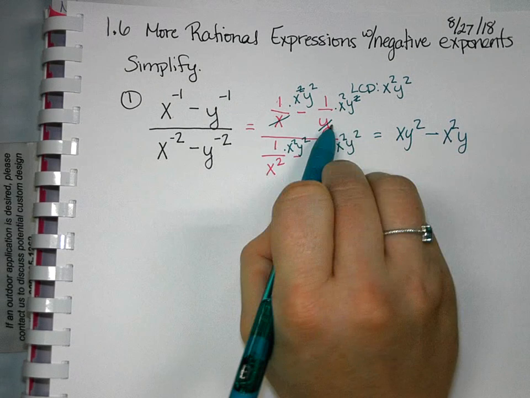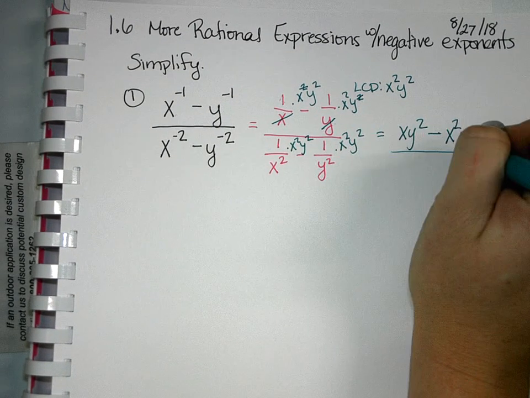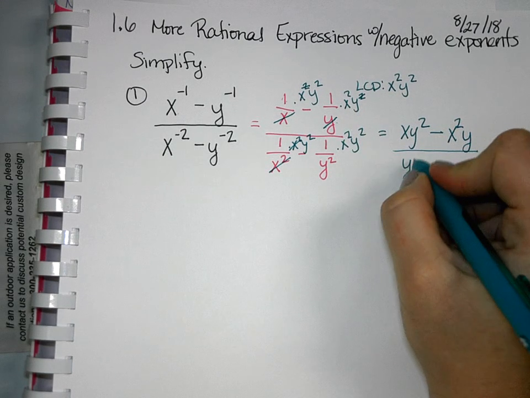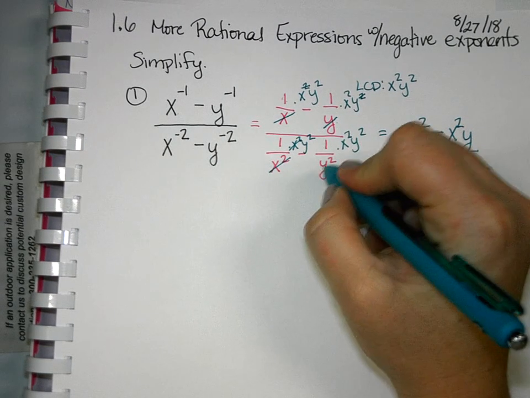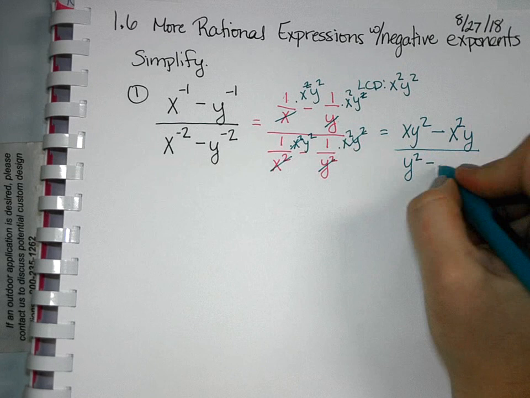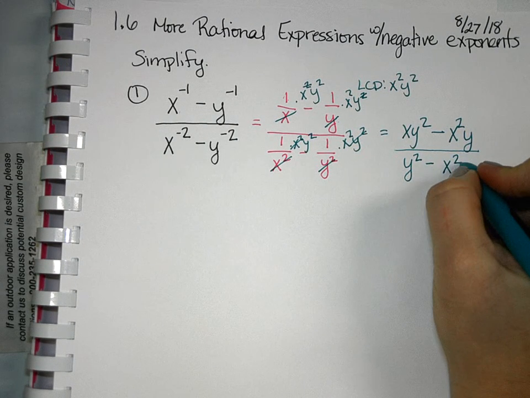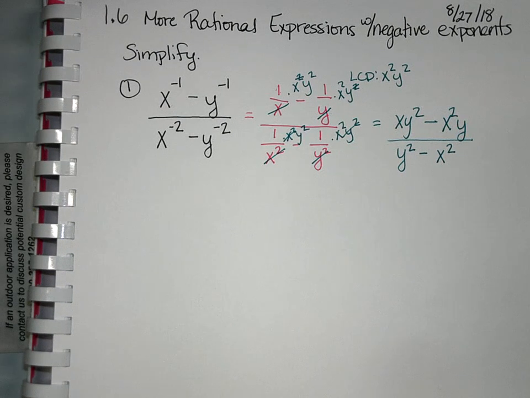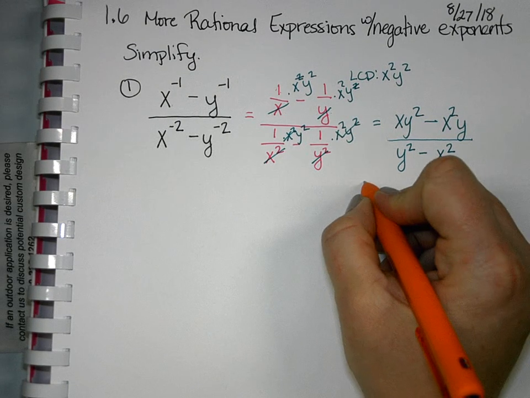So now my denominators on the numerator are gone. In my denominator, the x squared goes away completely, and on 1 over y squared, the y squared goes away completely. So once we have our expression simplified down to just a rational expression, I'm going to now factor my numerator and denominator so I can see if anything will cancel.